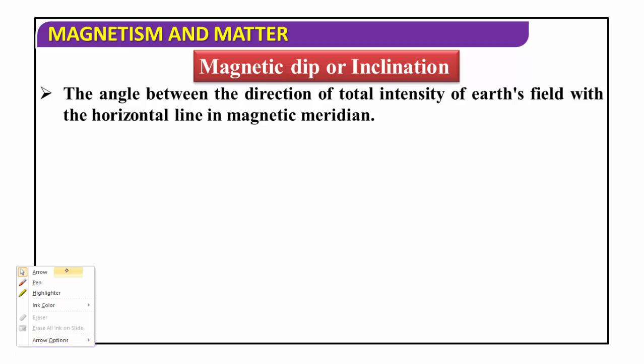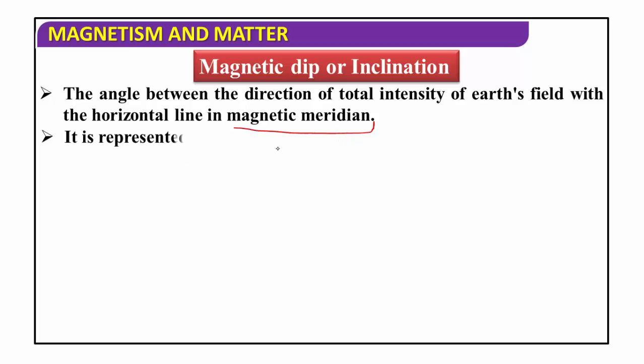The angle between the direction of total intensity of the Earth's field and the horizontal line in the magnetic meridian is called magnetic dip. It is mathematically denoted by the symbol delta.